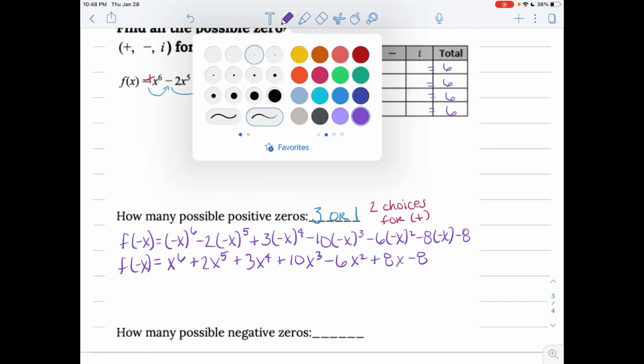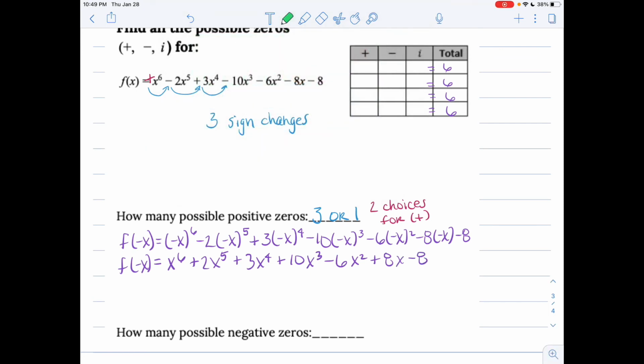And let's look at the number of sign changes. I don't see a sign change until here: positive to negative, back to positive, back to negative. So that's 3 sign changes total for our negative zeros. So I can have 3 or 1, just like my positive ones. And let's make ourselves a note that we have 2 choices here.